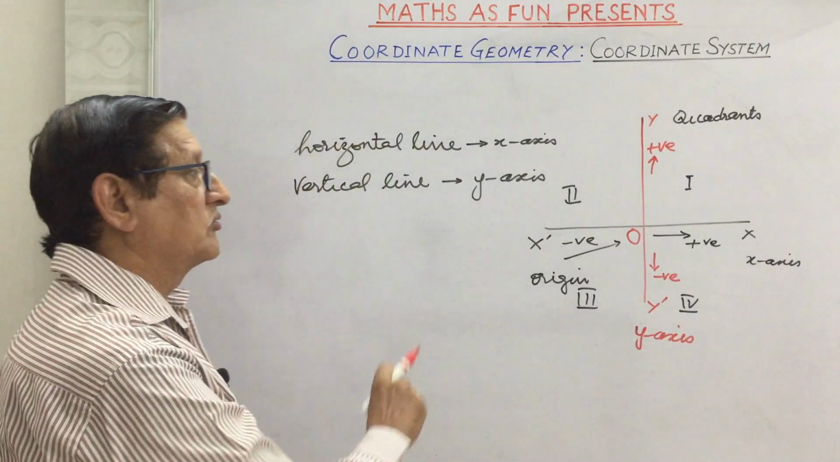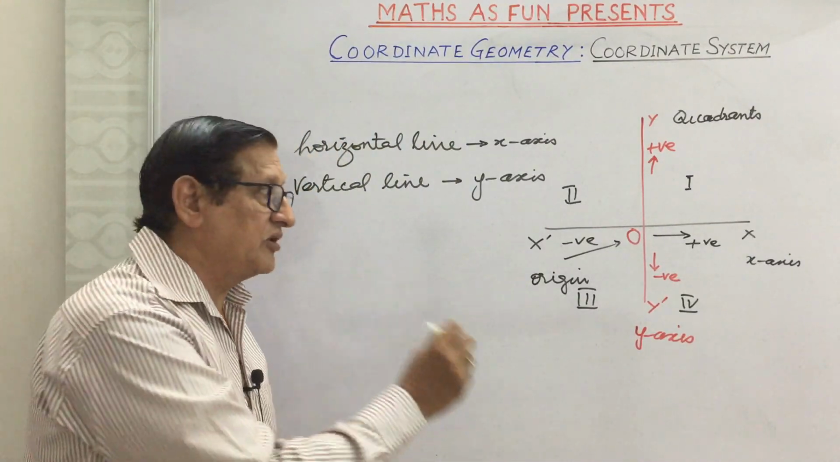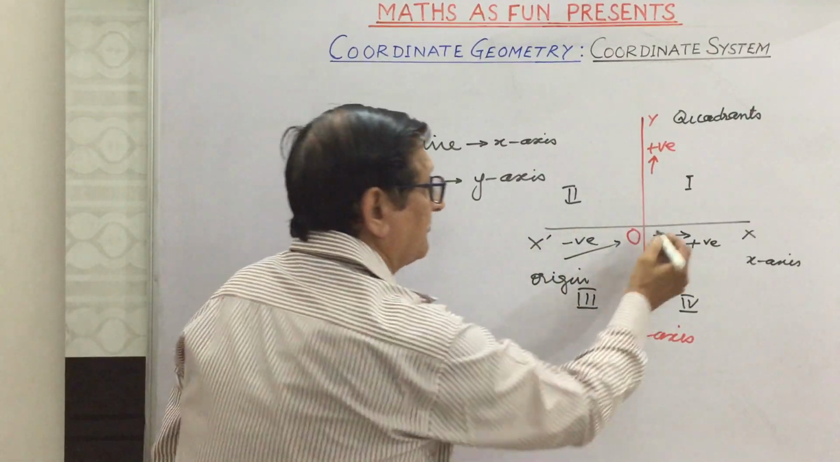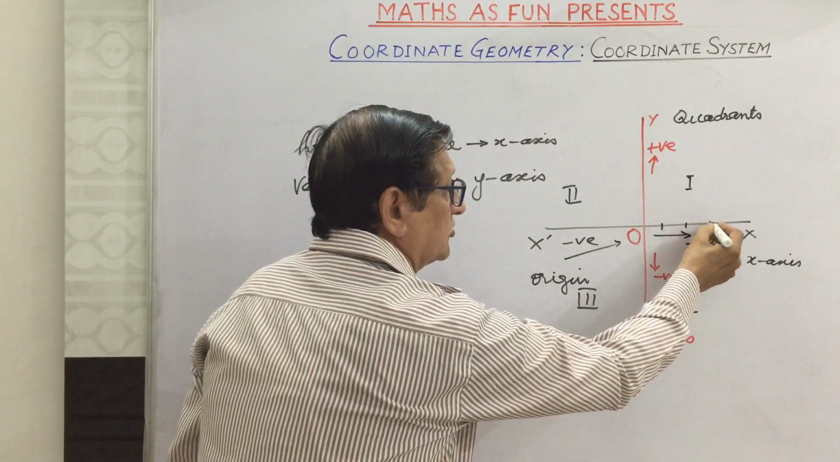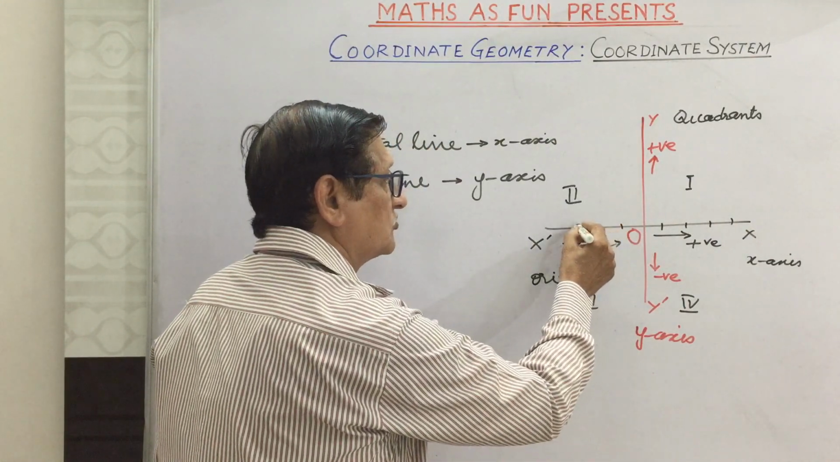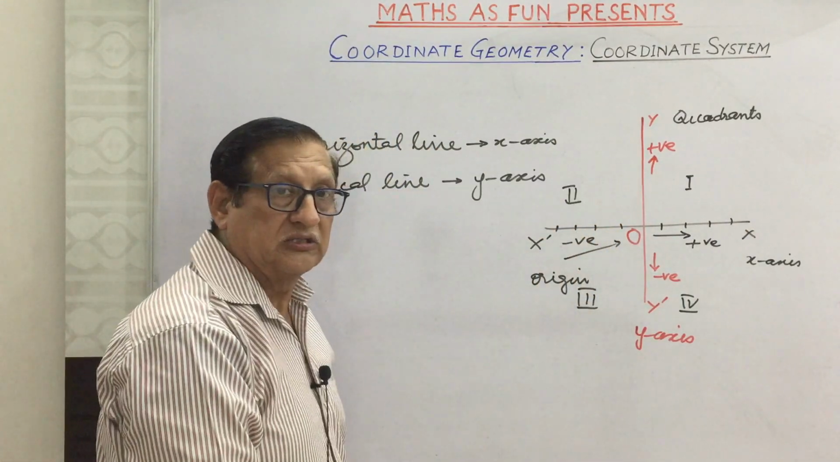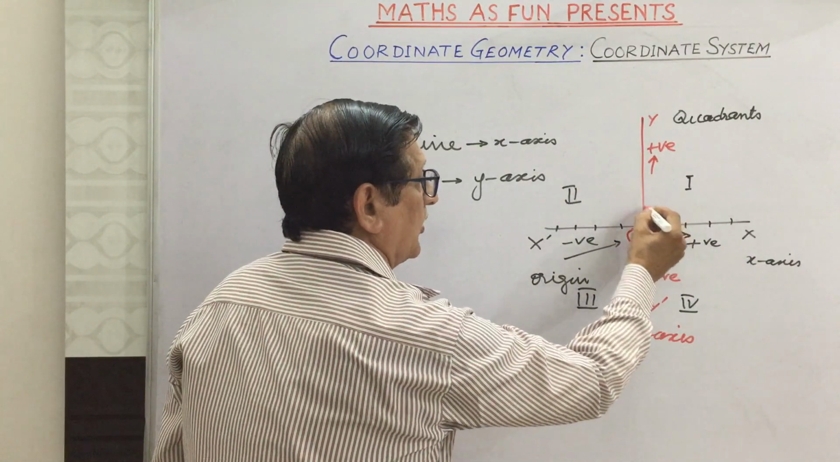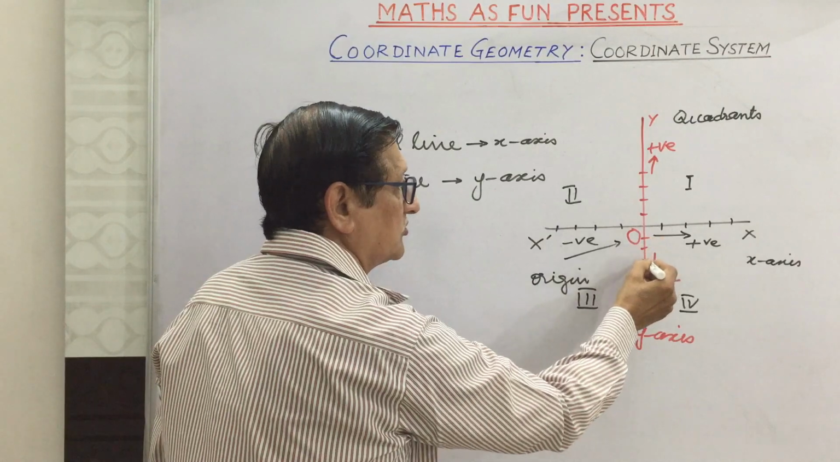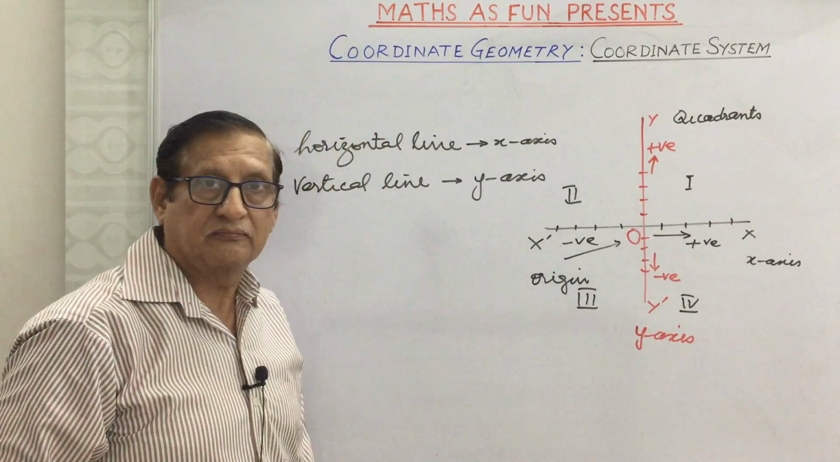Then how to find out the position? What we do, we divide these in equal parts. Like we mark here 1, 2, 3, 4. On this side -1, -2, -3, -4. In the same way here we can write 1, 2, 3, 4, they are positive and 1, 2, 3, 4 they are negative.